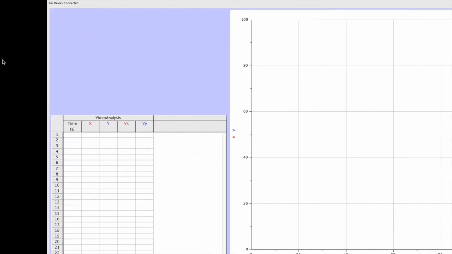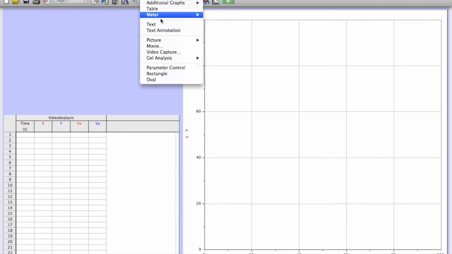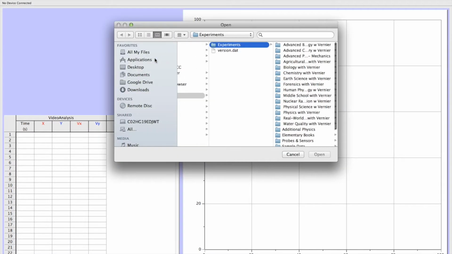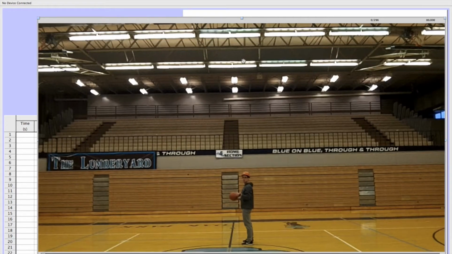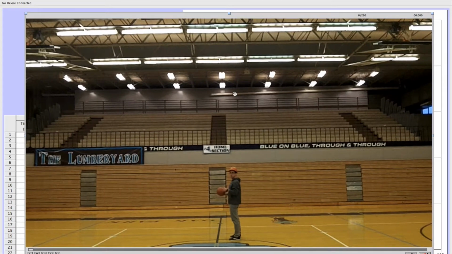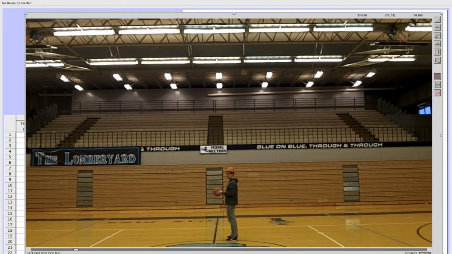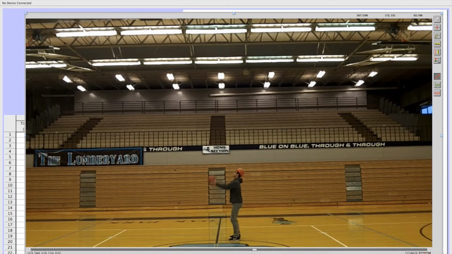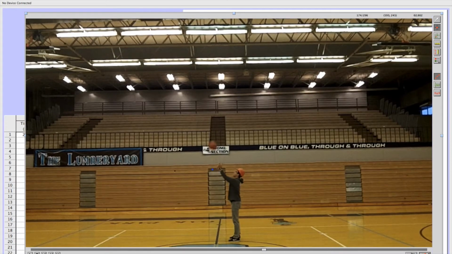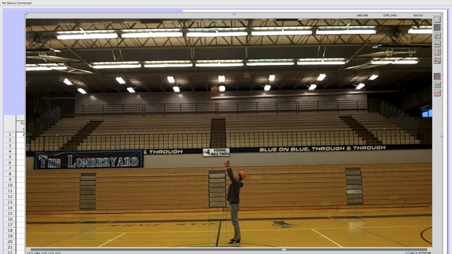So we're going to go back to Logger Pro. And now I'm going to insert the other video. So insert movie, desktop, ball thrown in gym. Nice. All right. So we're looking at this. I'm going to pull up my tools over here. Now, same deal. All right, so I want to put one mark right when the ball leaves my hand. We'll say that's there. And then I want to put the next mark when it falls back into my hand.